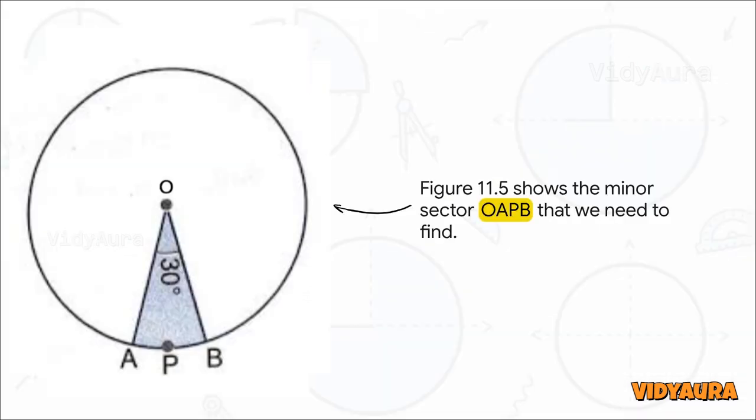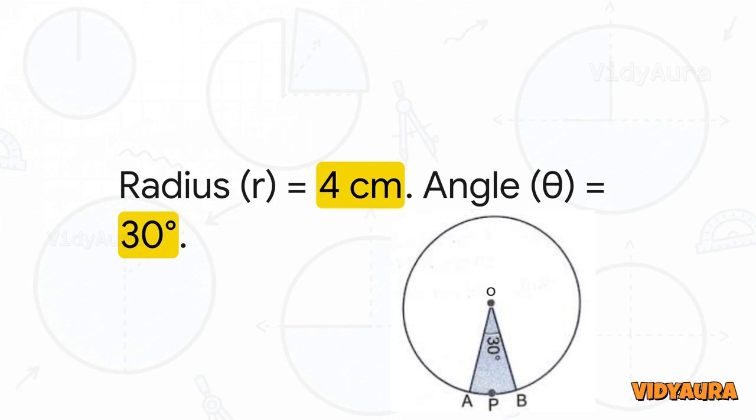And here's a little diagram so we can see what we're dealing with. Our job is to find the area of that shaded piece, the minor sector, which is labeled OAB. Step 1, and this is always step 1, is to write down what we know. The problem gives us 2 key pieces of information. Our radius r is 4 centimeters, and our angle theta is 30 degrees.